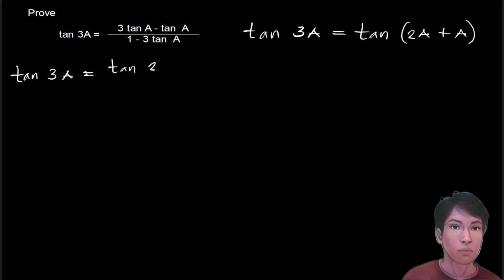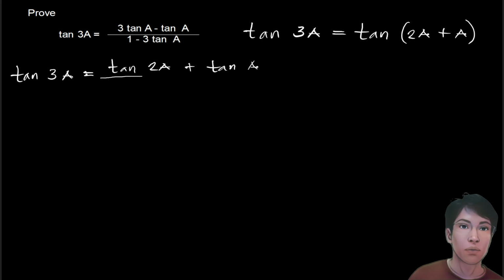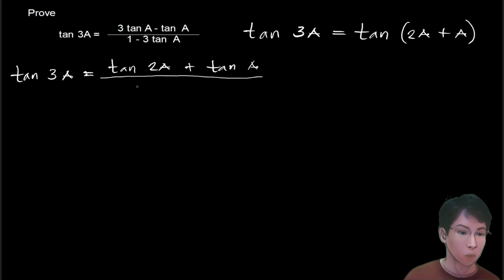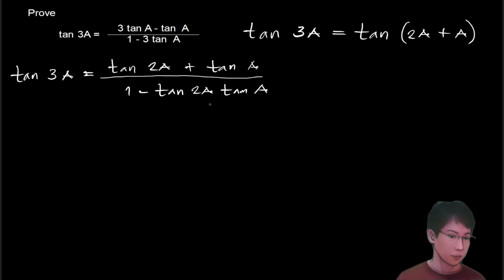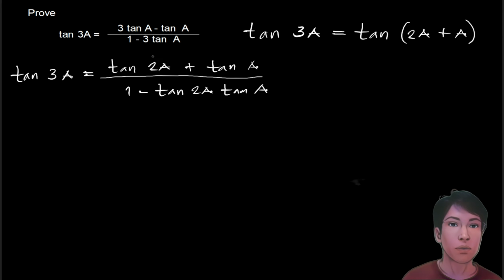tangent 2a plus tangent a over 1 minus tangent 2a tangent a. Tangent 2a can be simplified further.